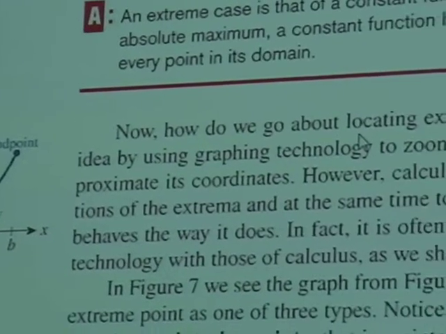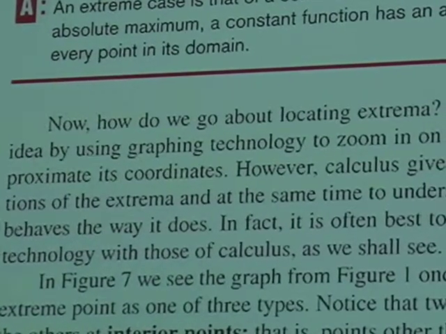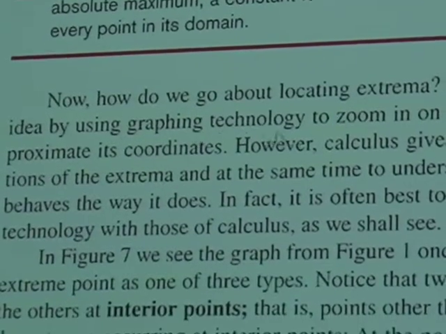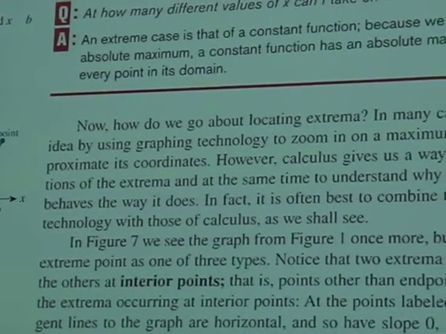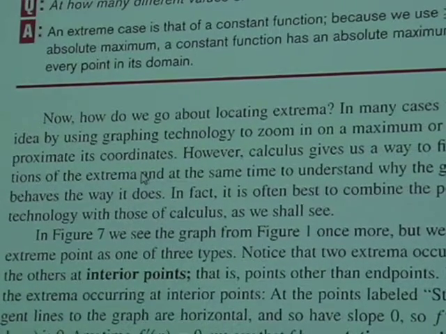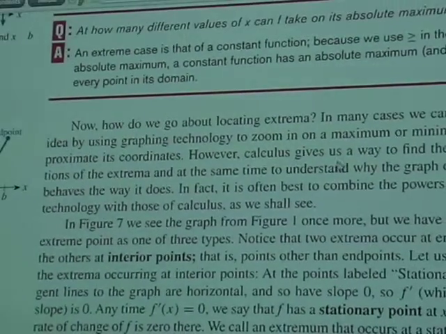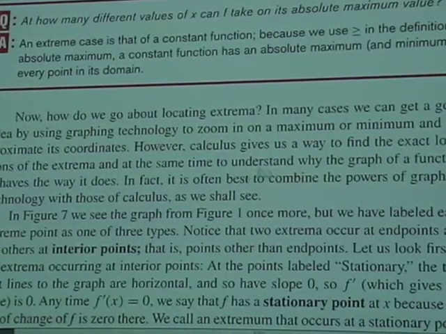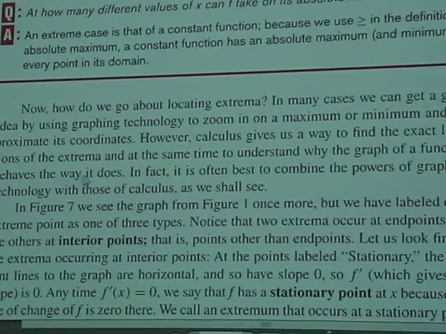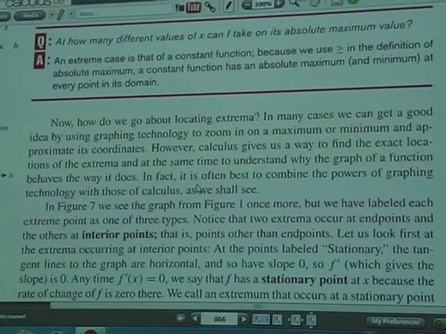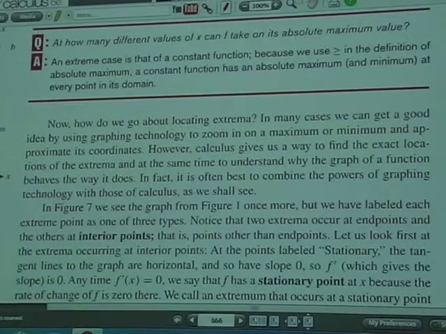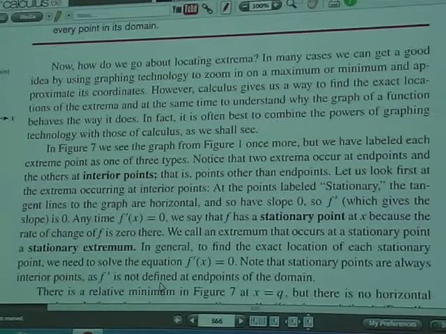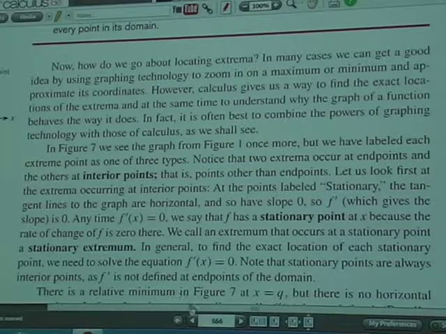Now let's go on a little more. How do we go about locating extrema? In many cases, we can get a good idea by using graphing technology to zoom in on a maximum or minimum and approximate its coordinates. However, calculus gives us a way to find the exact location of the extrema and at the same time to understand why the graph of a function behaves the way it does. In fact, it is often best to combine the powers of graphing technology with those of calculus, as we shall see. In figure 7, we see the graph from figure 1 once more.